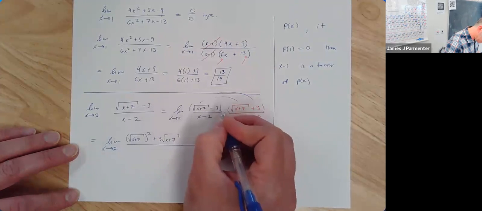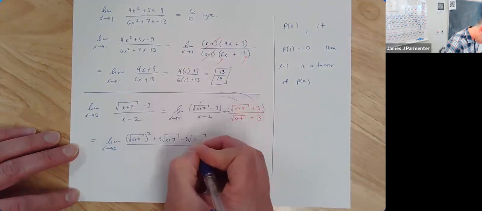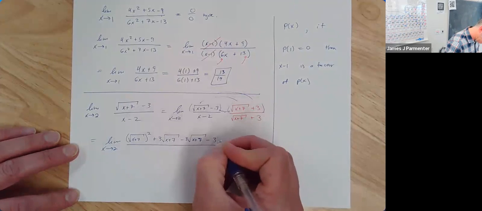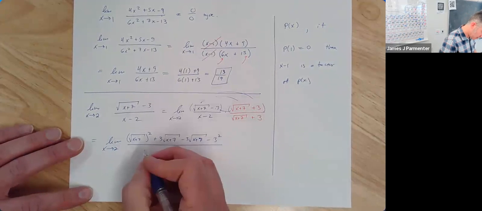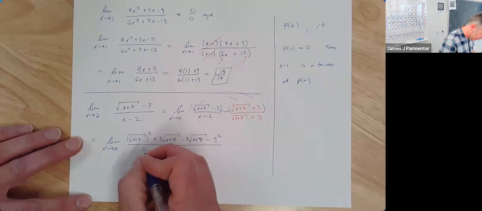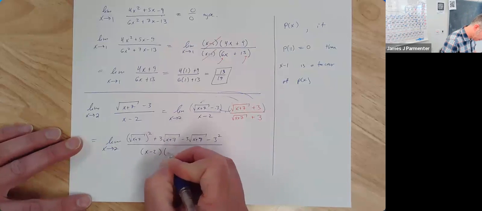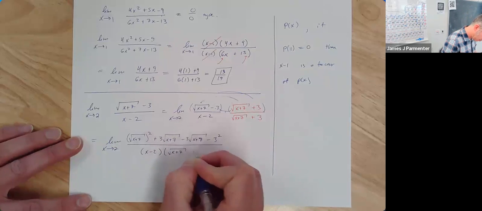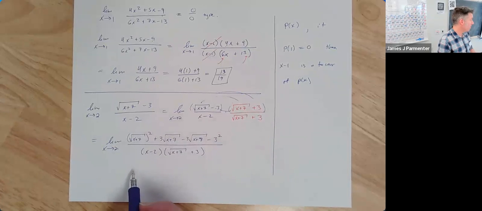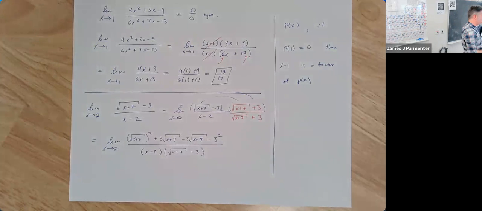Negative 3 times the square root of x plus 7. And finally, negative 3 times 3. And then the denominator, you don't multiply for things that aren't conjugates. You're just going to leave it as x minus 2 times the square root of x plus 7 plus 3. And the reason is we're hoping that x minus 2 cancels out. We don't want to FOIL out the bottom part and make it look more confusing than it needs to be.